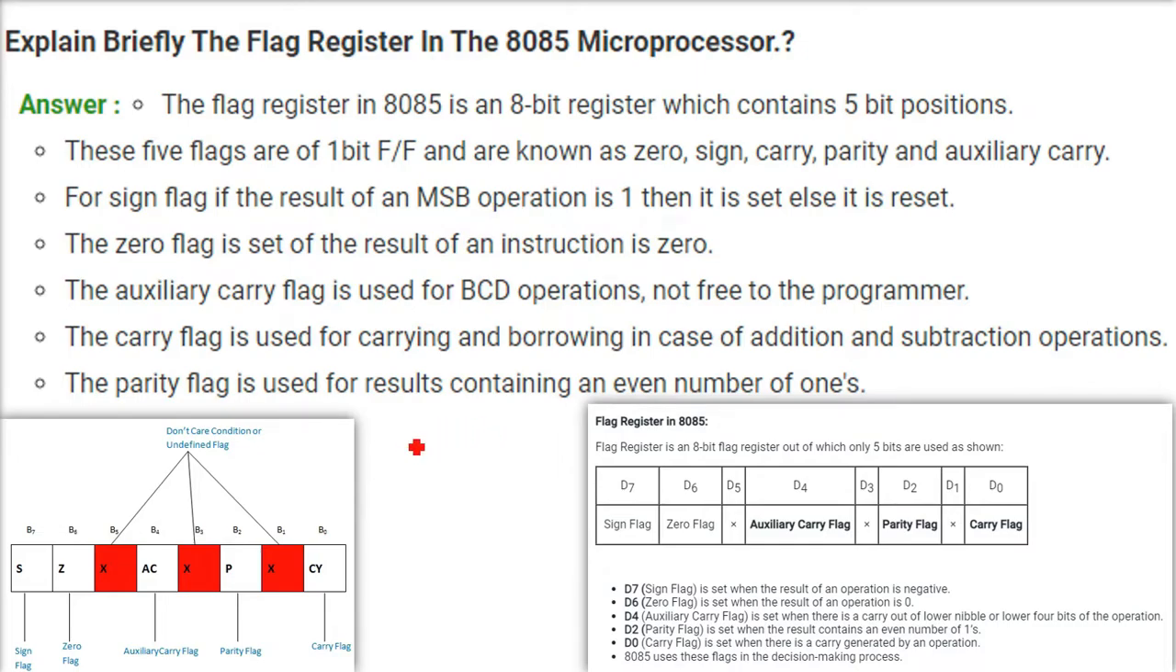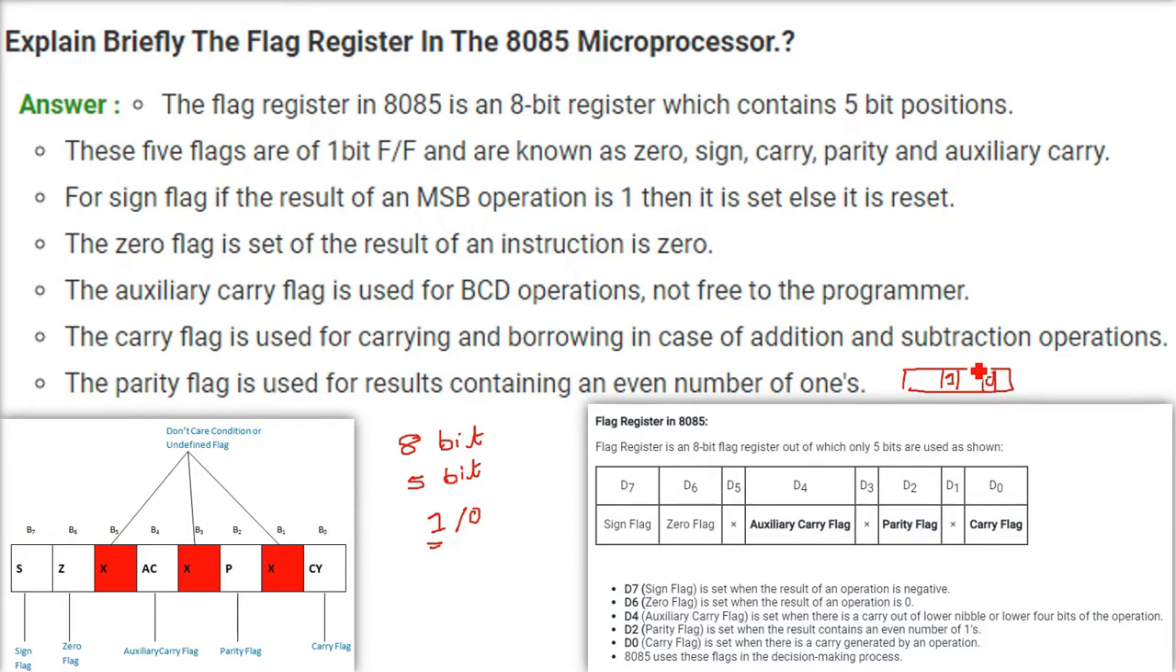First, let me tell you the flag register in the 8085 is an 8-bit register, and it contains five flags. Three bit positions we are not using, but in all 8 bits a value can be set to 1 or reset to 0. So these 5 flags are 1 bit each, set when they are 1, otherwise reset. This 1 means that this particular flag is set, and 0 means it is reset.